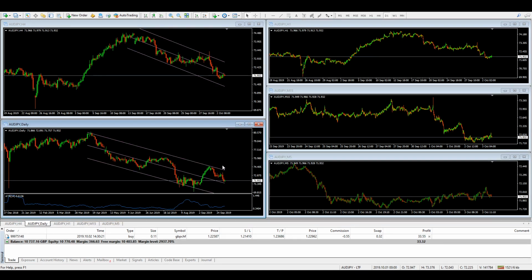So often it's not always about getting the direction right. It's just about managing the risk around it. So regardless of what direction it goes in, you've protected your capital either way. Hope that makes sense.